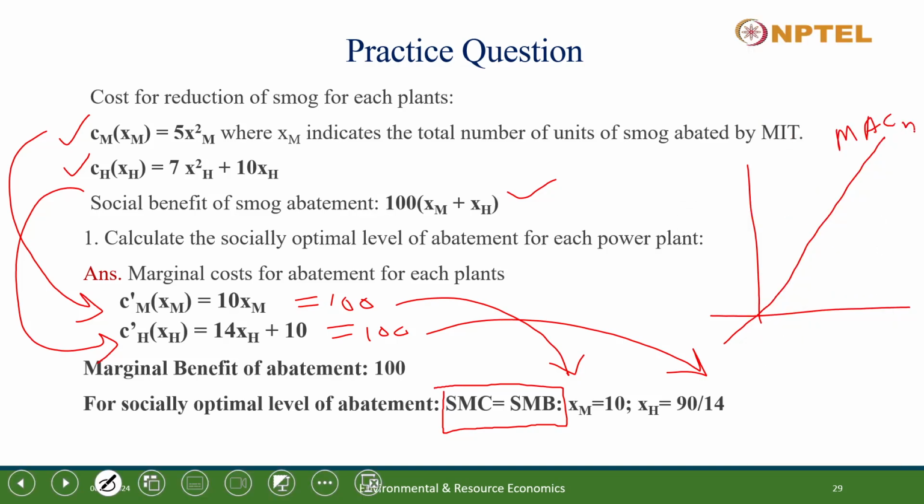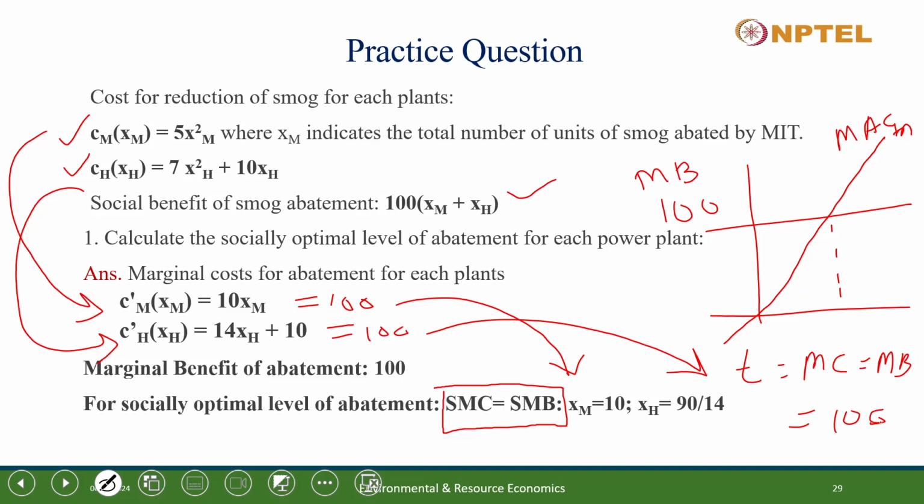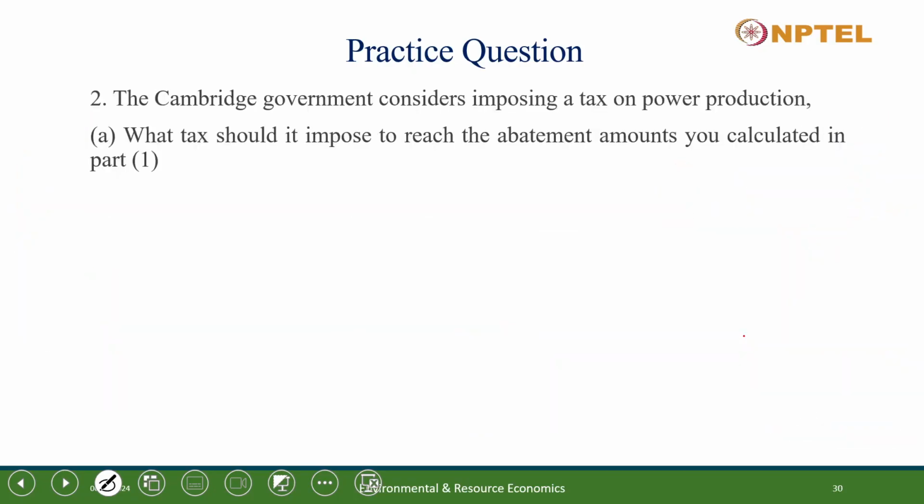Okay, so for M plant, I have derived the marginal cost curve, and marginal benefit is 100, right? This is my marginal benefit. So for the value of tax, we are saying that T equals MC equals MB. So the tax value will be equal to 100. So that is how we have got 100 per unit of tax for each level of emission. This is how you will calculate the value of tax.